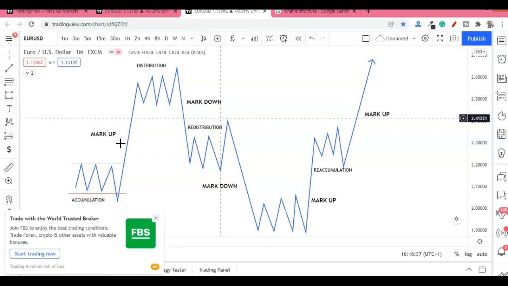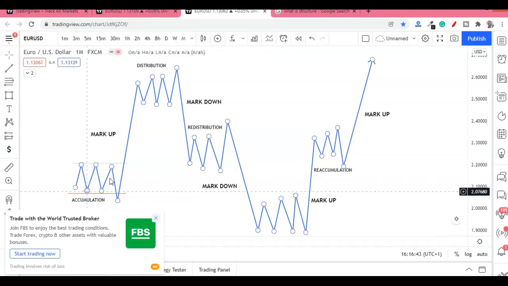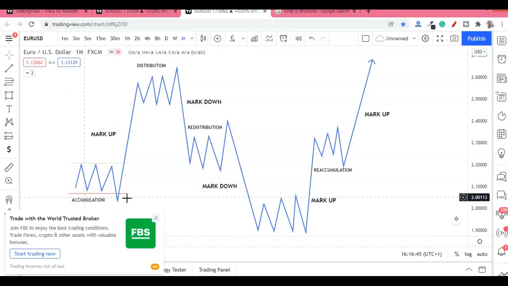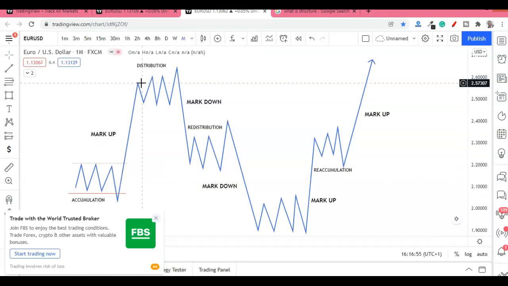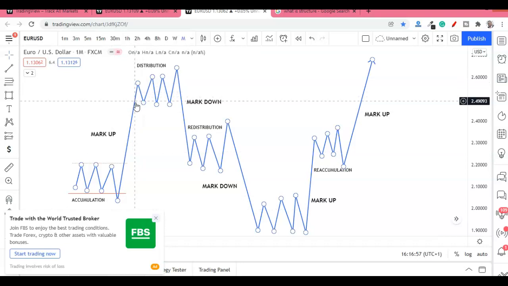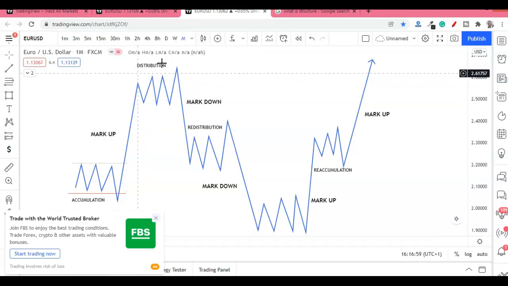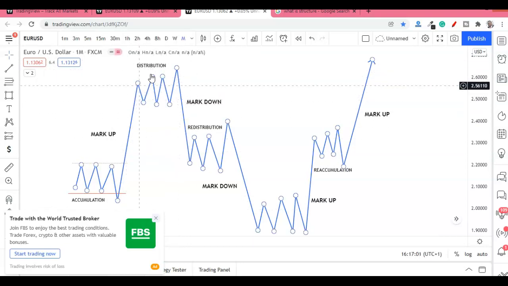The first phase we are going to look at here is what? Accumulation phase. This is a period of consolidation where the market moves sideways. And what does the accumulation do? It manipulates the low and then breaks structure to the upside. Once it leaves the accumulation phase, the next phase is called the markup phase. After the markup phase, we have a distribution phase.